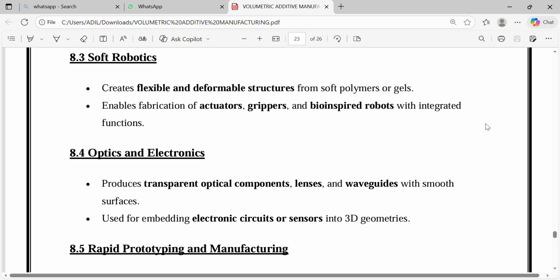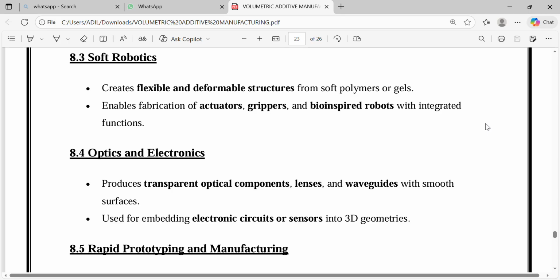Grippers: VAM enables the integration with smart materials and customized designs. The applications are found in handling delicate objects and bio-inspired robots. VAM enables complex geometries, with applications found in soft robotics, medical devices, and environmental monitoring.